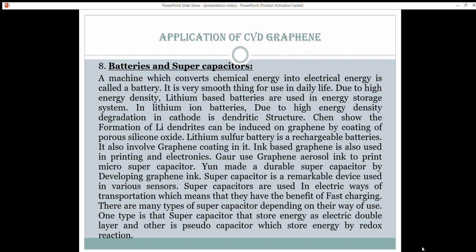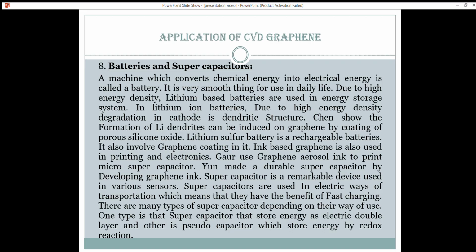Next we will see applications of CVD graphene in batteries and supercapacitors. What is a battery? A machine which converts chemical energy into electrical energy is called a battery. It is very useful in daily life. Due to high energy density, lithium-based batteries are used in energy storage systems.